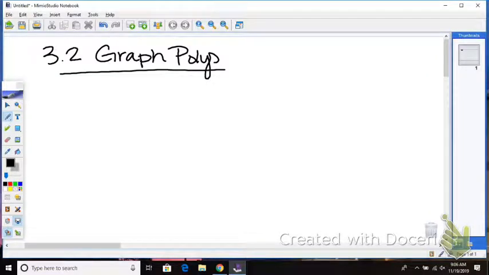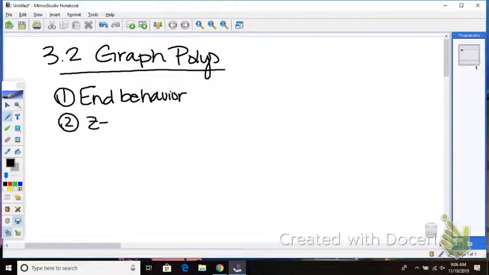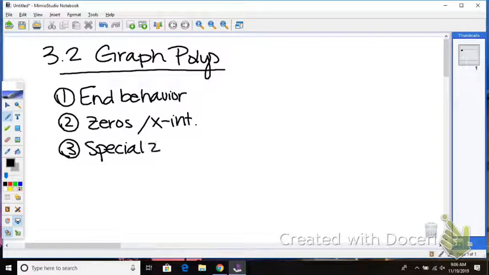Okay, here's what you have to know when you're graphing polynomials. You have to know, first of all, the end behavior. And you have to know the zeros of the graph, or the x-intercepts. So where it's crossing the x-axis, so we're going to have to factor some to solve for x. We also need to know about the special zeros. So there's some that are going to be special zeros when we do this.